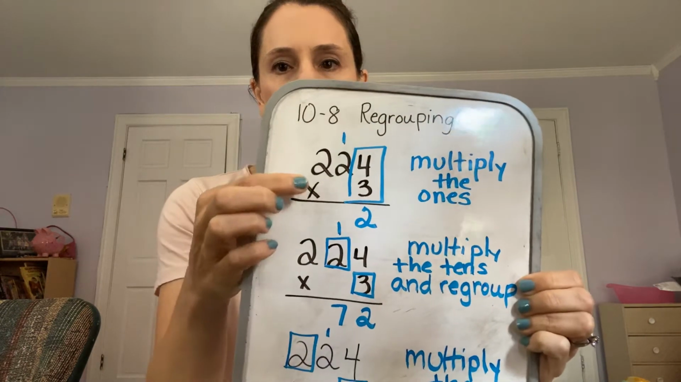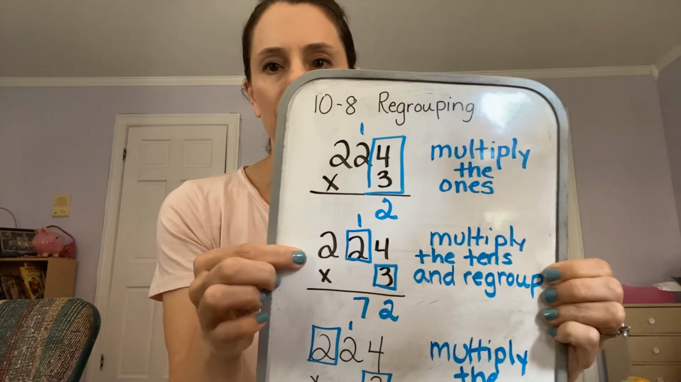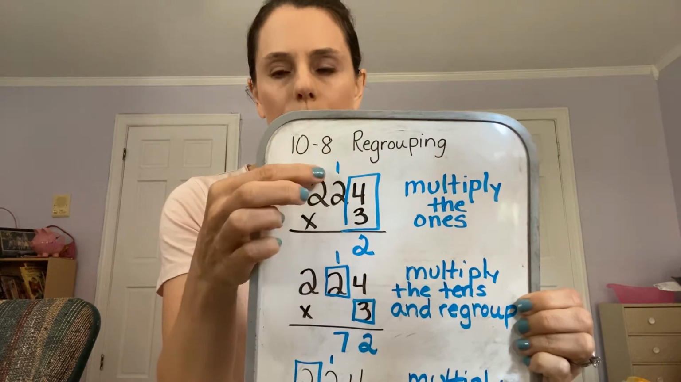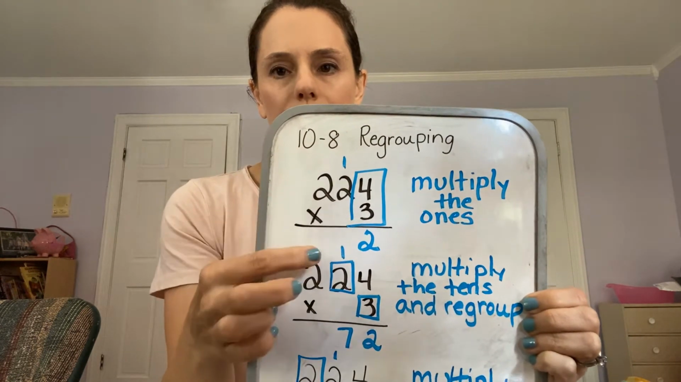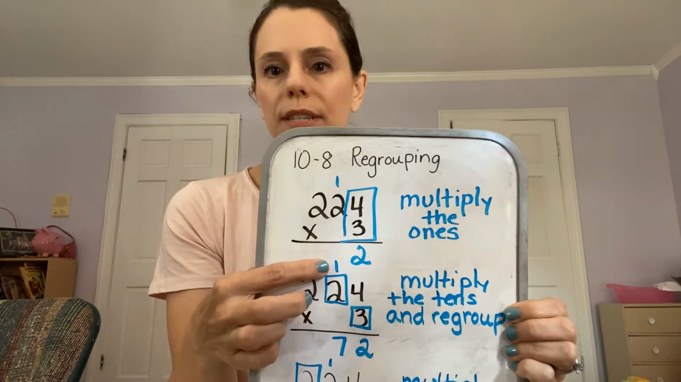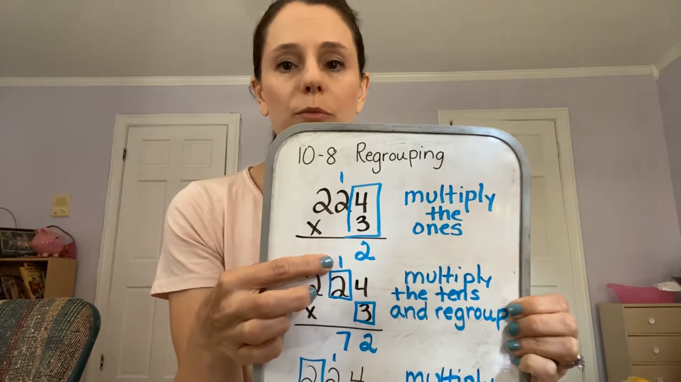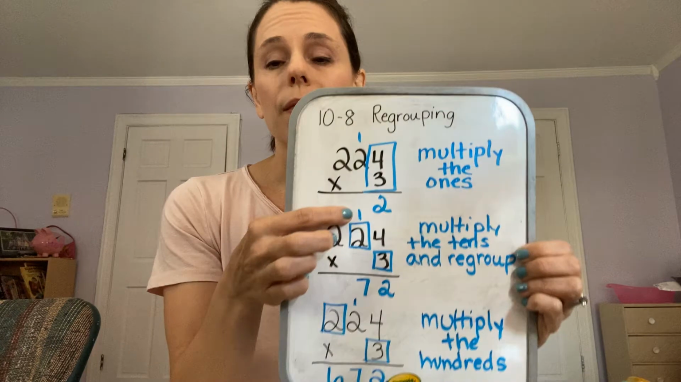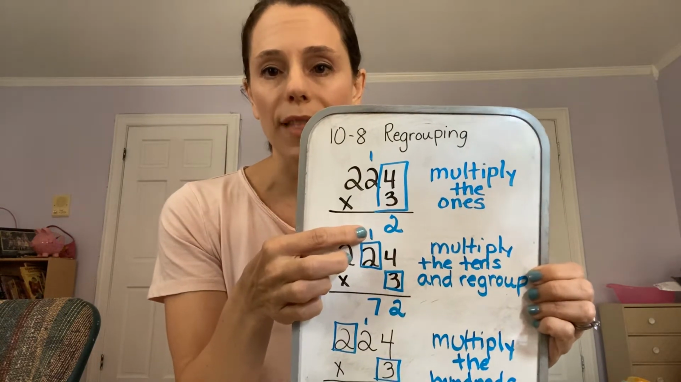So you put the 2 right here, and you have to regroup the 1 to the tens place, okay? So then I put the next step right here. So we've got 12. The 2 goes in the ones place. The 1 regroups to the tens place. See how we did that right here? Put it on top. You've got to put it on top, just like we did for subtraction and addition.